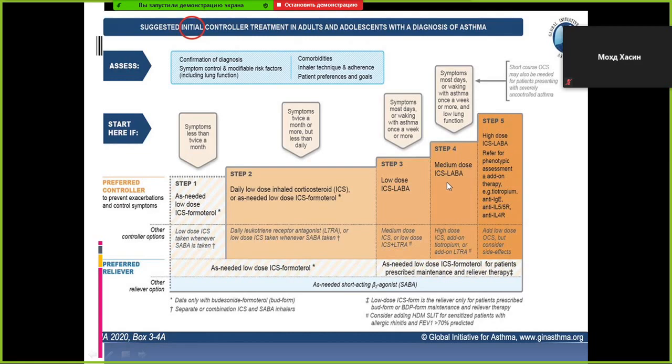But if our patient has uncontrolled bronchial asthma, we will put this patient to step 5. It means that we will increase the dose of inhaled corticosteroids. We will use a high dose in combination with LABA, or we may use some combinations with other phenotypic assessment treatment. So we will use add-on therapy. Once again for 3 months, then control assessment, and we make a decision what to do with the patient: continue this step 5 or go down.